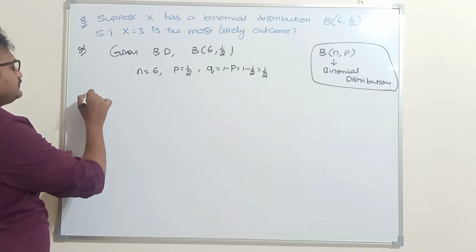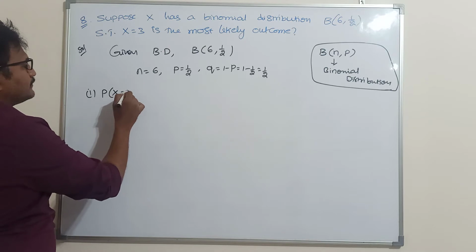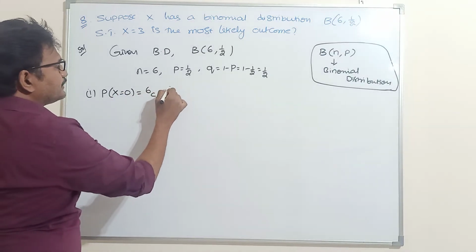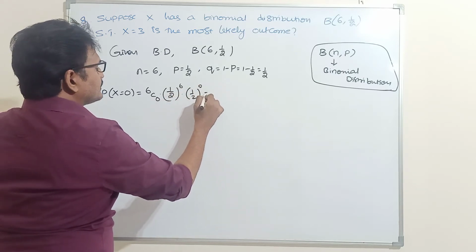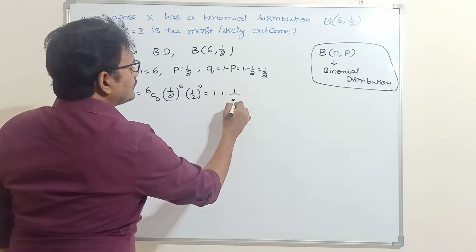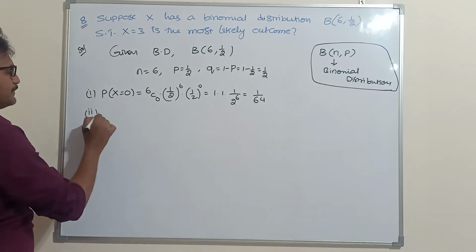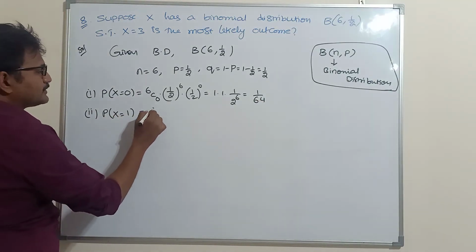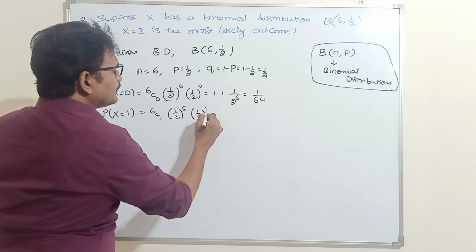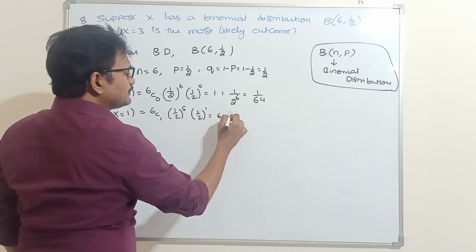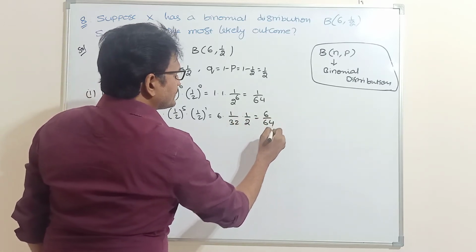So first one, I am taking P(X = 0). P(X = 0) means 6C0 (1/2)^6 (1/2)^0, 1 into (1/2)^6, which is 1/64. Second one, P(X = 1) = 6C1 (1/2)^5 (1/2)^1. So 6 into 1/32 into 1/2, that means 6/64.